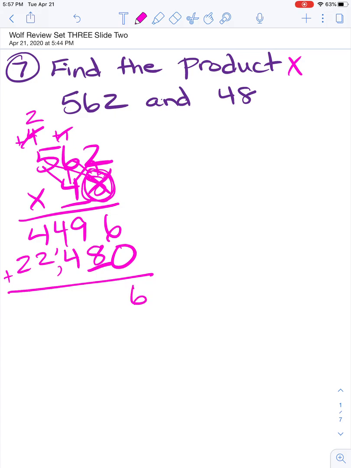6 plus 0 is 6. 9 plus 8, 1 less than 8 is 7, so it's 17. I know 4 plus 4 is 8, plus 1 is 9. 4 plus 2 is 6, and 2 plus nothing is 2. Read that with me, 26,976.